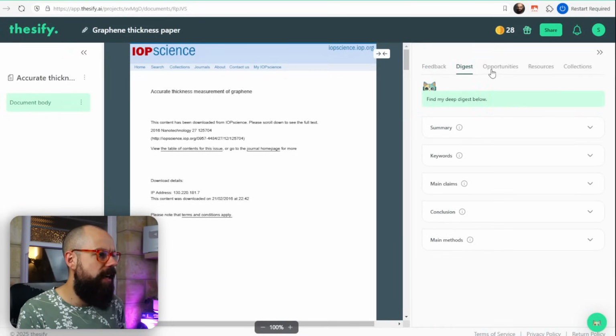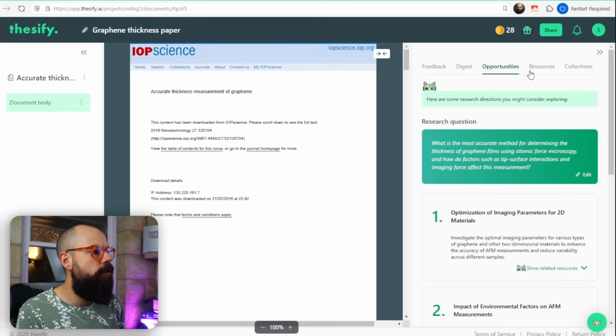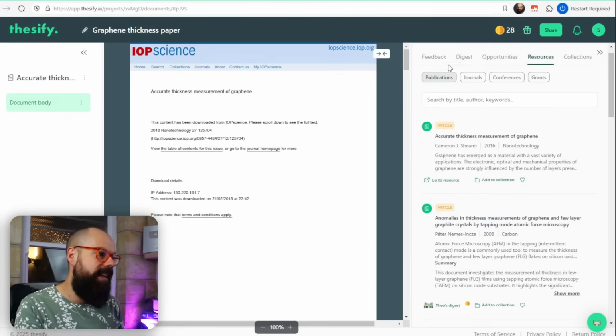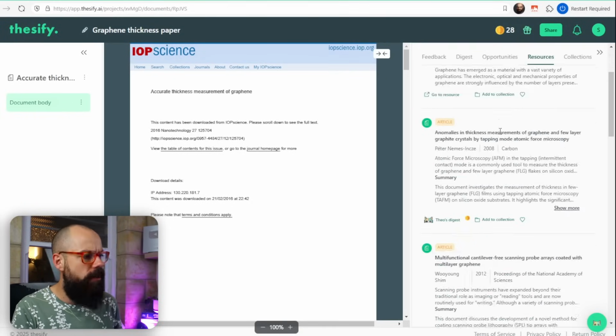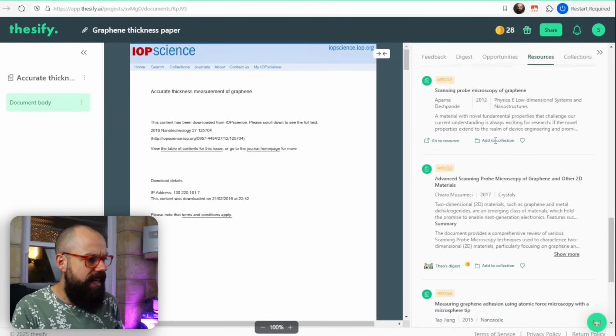Here we get digest, we get opportunities, and it's in this resources tab, which was the next one along, where Thesify goes that next step, which often confuses new researchers and even established researchers, to be honest, because here you can see it's got publications that are very similar to mine. So maybe I should go through and reference some of these things. I should certainly know about them, if nothing else.